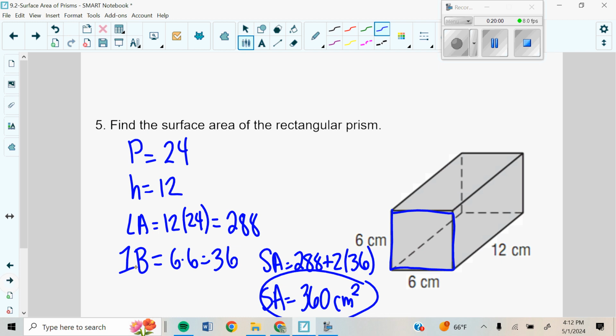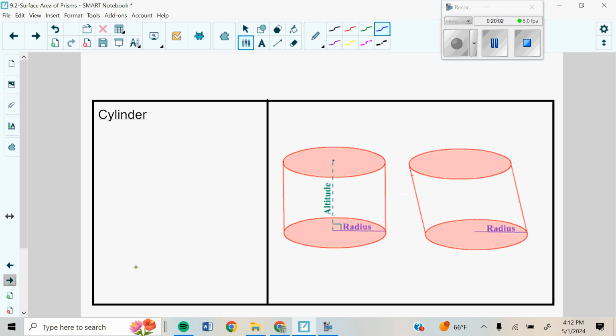So we have one more little section of this. And we're going to talk specifically this time about cylinders. Cylinders are still three-dimensional, it's a prism, but it's a little bit different because its bases are circles. And so we don't have multiple lateral faces, we have one lateral face. So a cylinder is a circular prism. Its bases are circles.